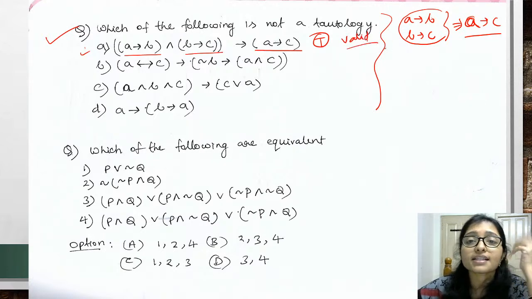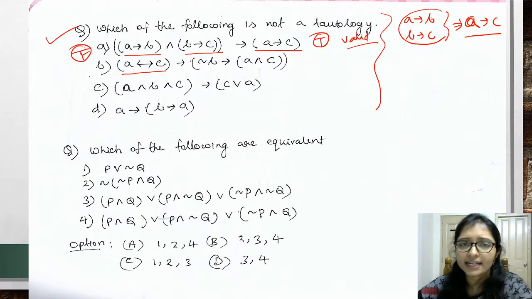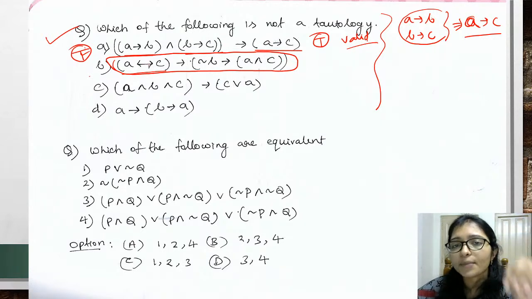Tautology means what? That is valid or not? Yes, it is valid, right? Now next one, so it is valid, it is tautology. Now next one, B option is little bit different. B को आप ऐसे solve नहीं कर सकते हो. You cannot solve option B easily. So whenever any option is coming that you cannot solve easily, just skip it.